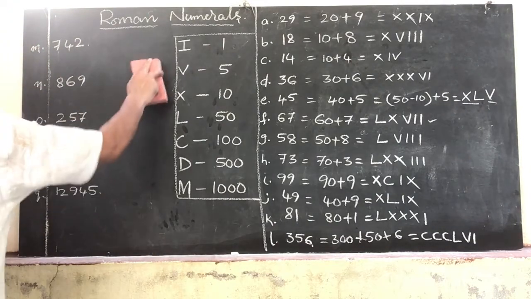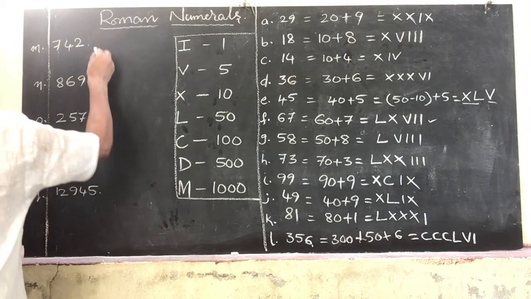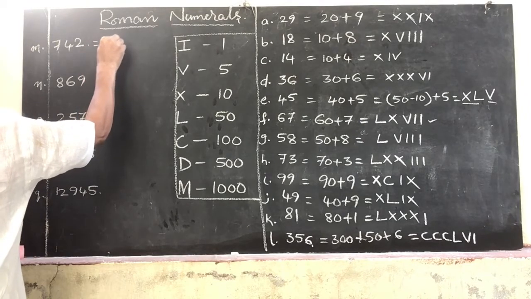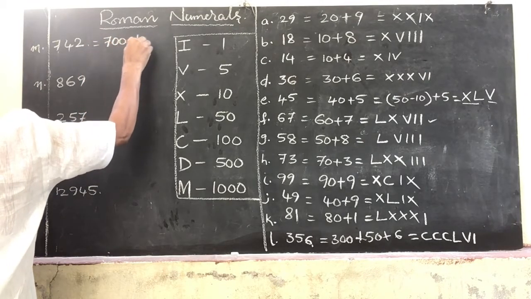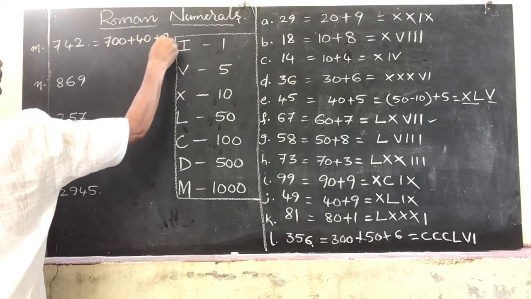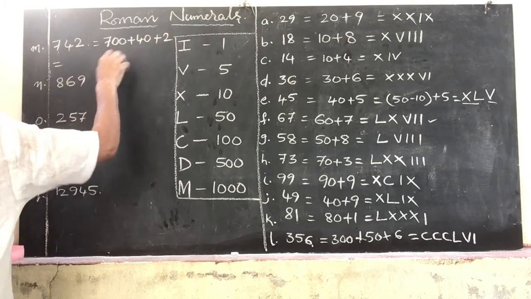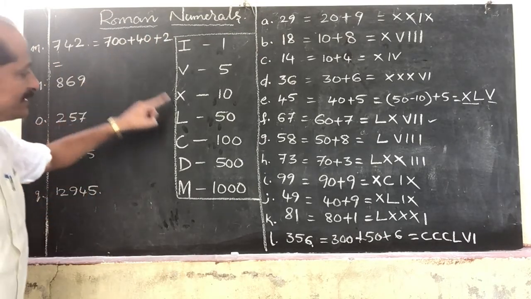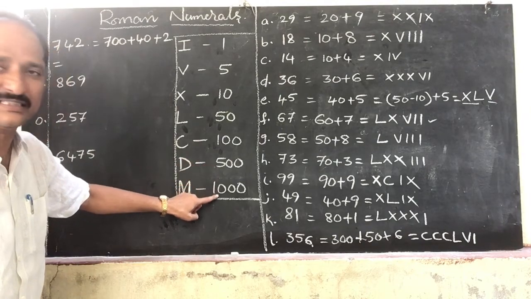Now 742. 742 means write down the expanded form: 700 plus 40 plus 2. So how can you write 700? Where is 700? 700 is in between 500 and 1000.